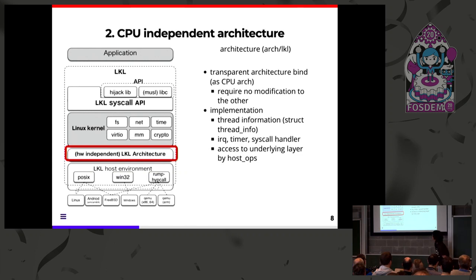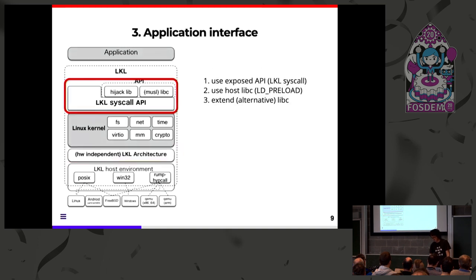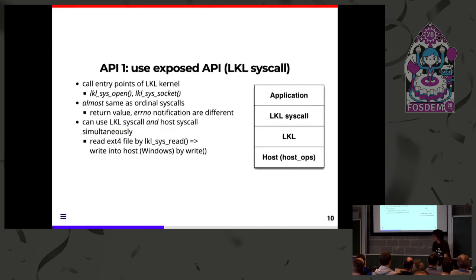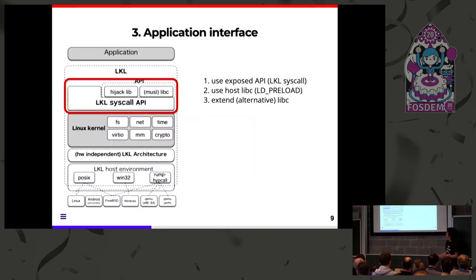So this was almost explained in the previous slide, but the second component is a CPU independent architecture implementation inside the Linux kernel tree. And the third component is the application interface, which is located on top of the kernel implementation. So with LKL, we expose our own system call API, which is called LKL system calls. But this system call is not compatible, as I mentioned before. So we provided various ways to access this interface from the application.